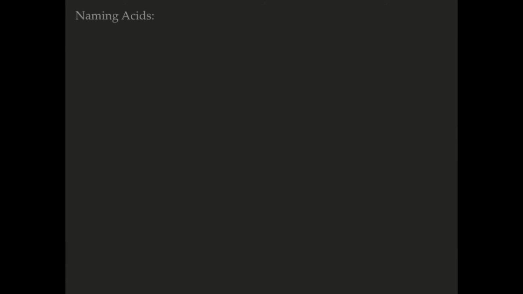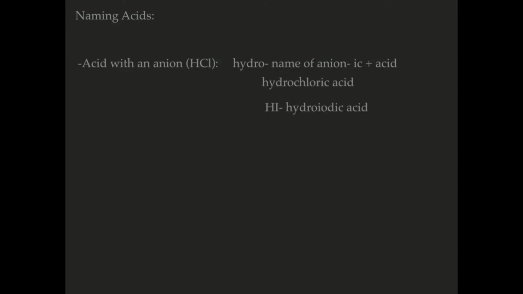So another type of reaction that is a double replacement reaction involves bases and acids. You know how to name bases because bases are just metal hydroxides, any metal with hydroxide behind it. Now, acids, however, we don't know how to name yet, so we're going to work on that right now. If I have an acid that has just an anion, like HCl, the way you name it is you write hydro, then the name of the anion, add ic to the end, and then acid. So HCl would be hydrochloric acid. HI would be hydroiodic acid.